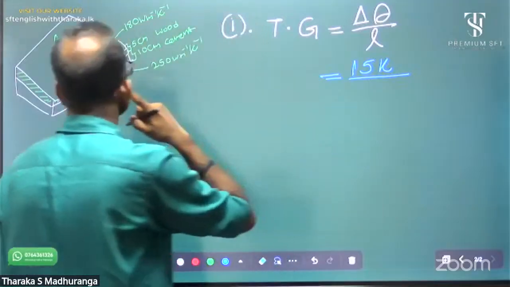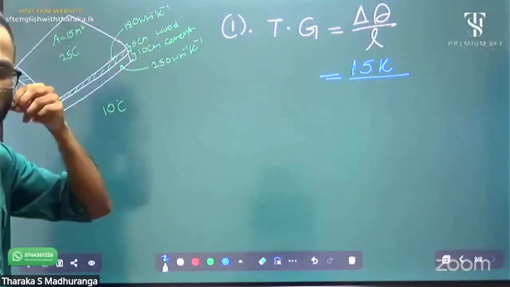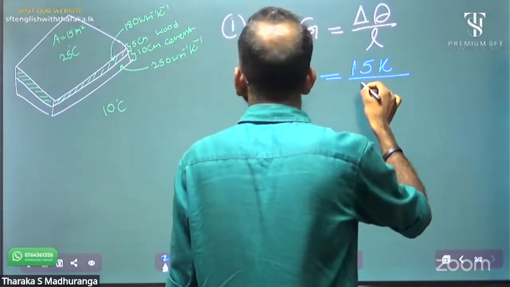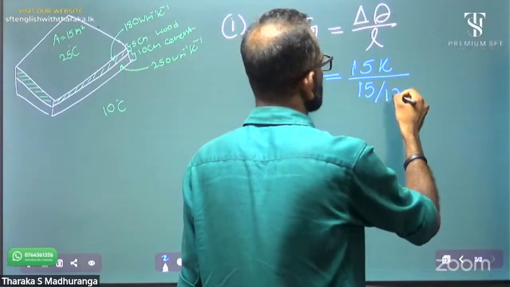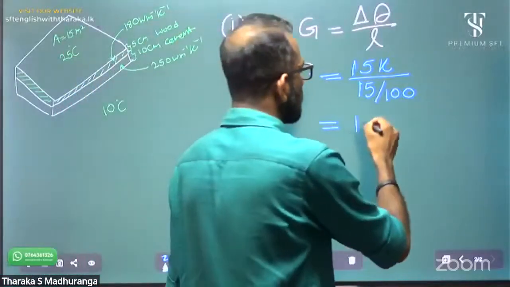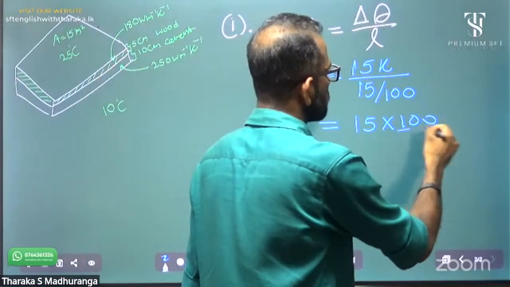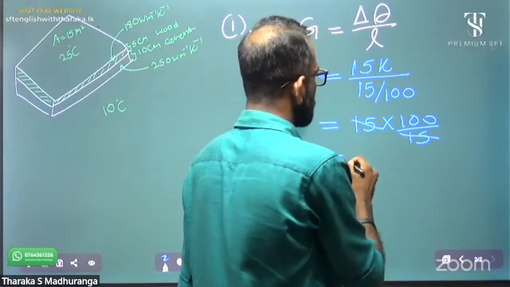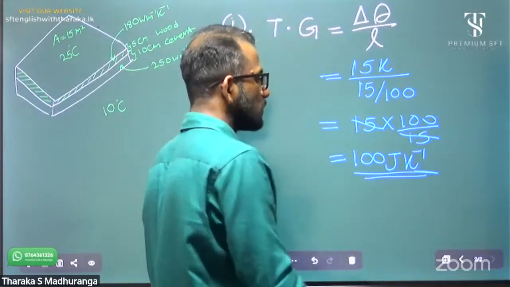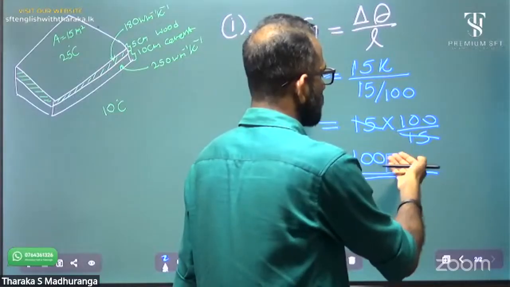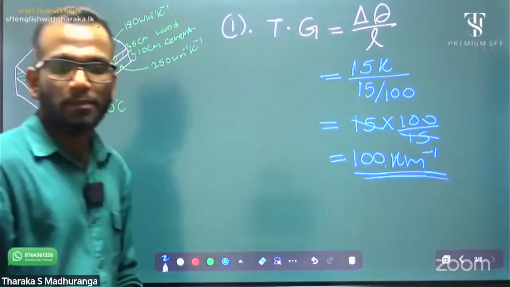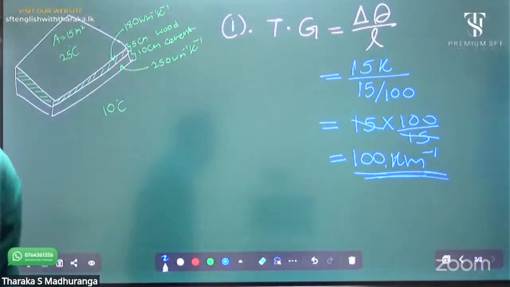What is the length? 10 centimeter plus 5 centimeter, it is 15 centimeter. 15 centimeter means 15 divided by 100. Now 15 multiplied by 100 over 15, the 15s cancel out. So it is 100 K per meter, sorry, Kelvin per meter. Correct?